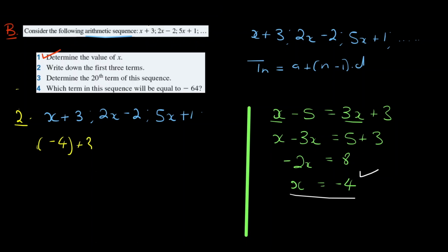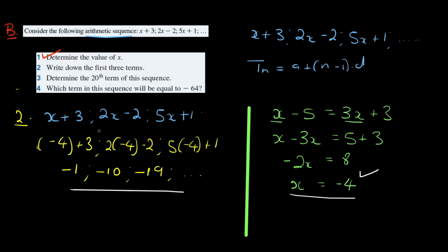-4 is 3, 2 by -4 minus 2, 5 by -4 plus 1, -4 plus 3 minus 1, 2 times -4, minus 8 minus 2, minus 10, 2 by -4 is -20, -20 plus 1 is -19. So these will be the first three terms of the sequence.